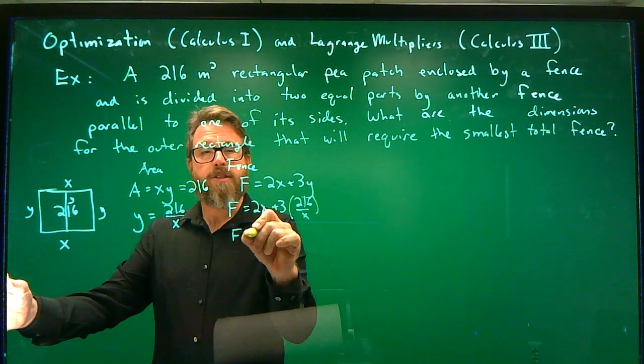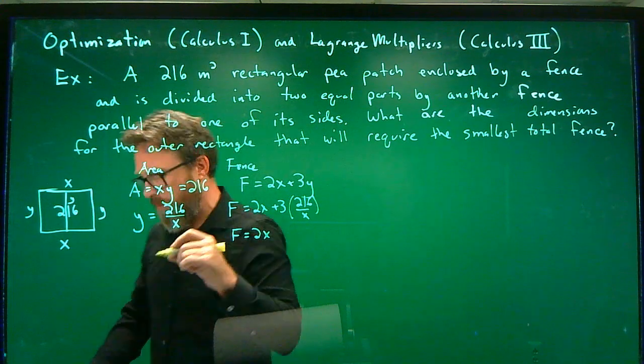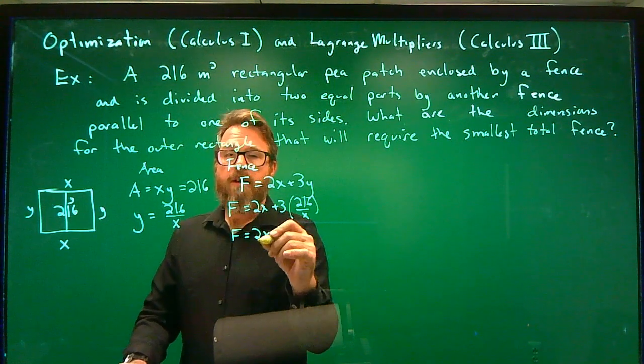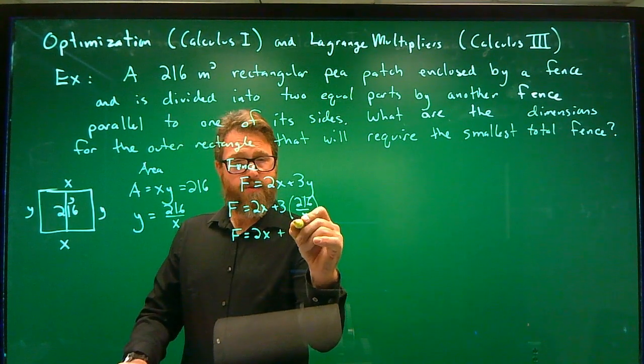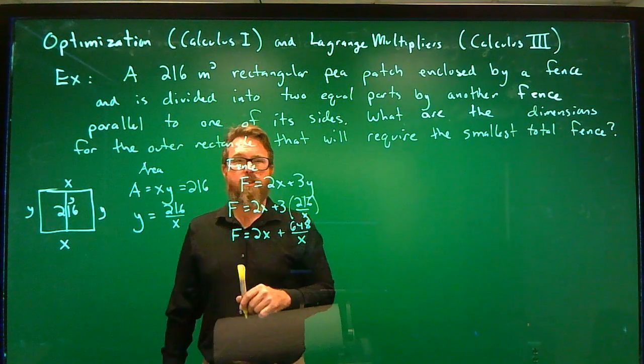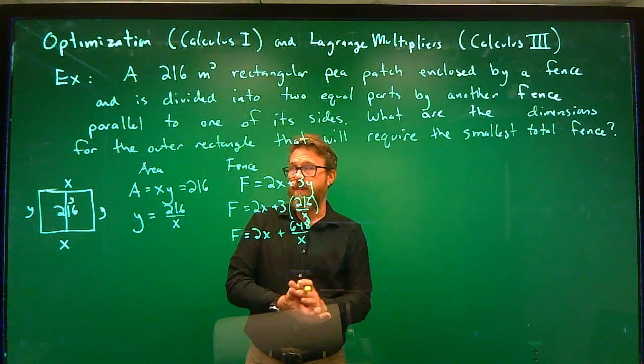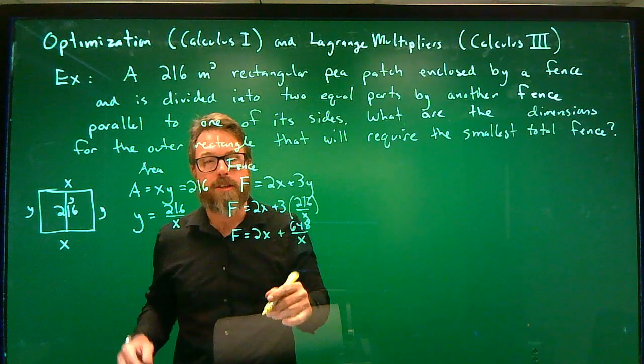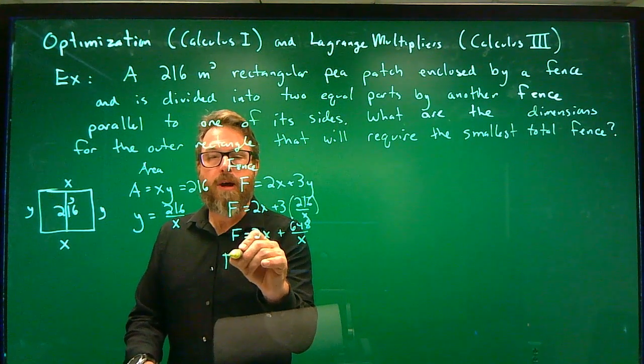So f is going to be equal to 2x plus 648 all over x. All right. Now that this is a function of one variable, I can take its derivative, set it equal to 0, and then go ahead and find these critical points. So f prime equal to 0.